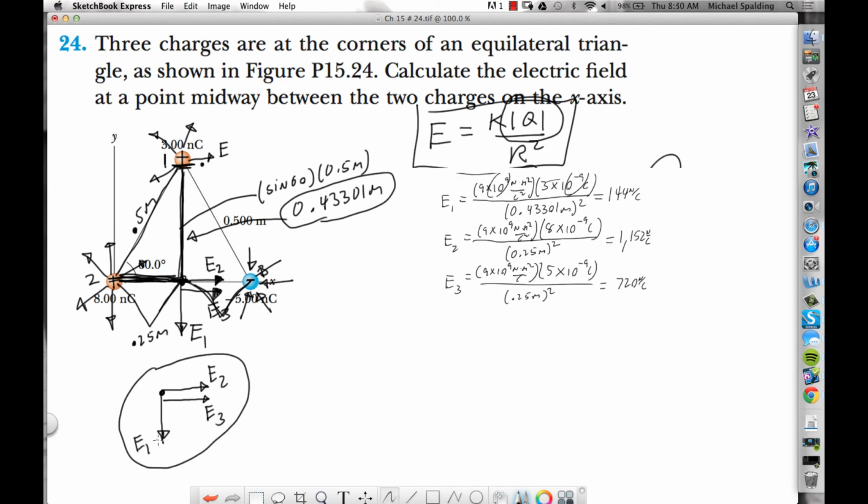So we now have E1 is 144 newtons per coulomb, E2 is 1,152 newtons per coulomb, and E3 is 720 newtons per coulomb. We now need to figure out total X and total Y. Is this an easy situation or a hard situation? It's easy. What makes this easy? There are no angles. The total X is E2 and E3 added together, which works out as 1,872. What's the total Y? 144.